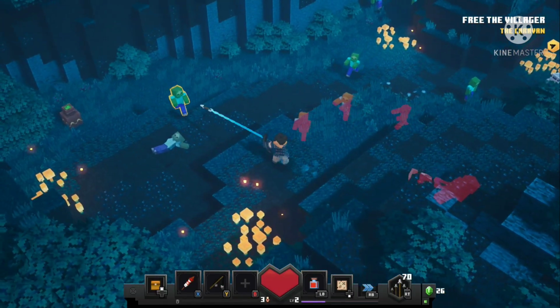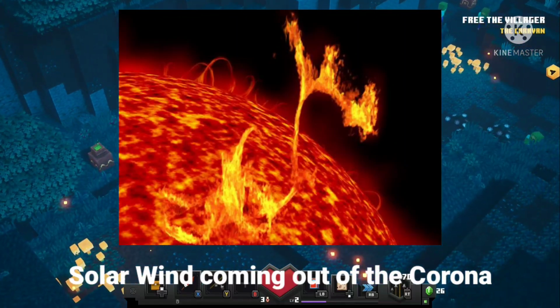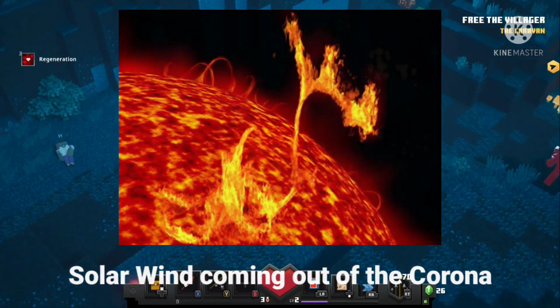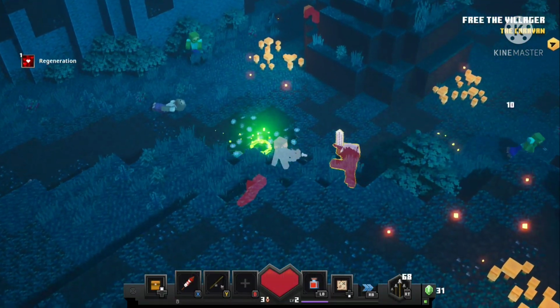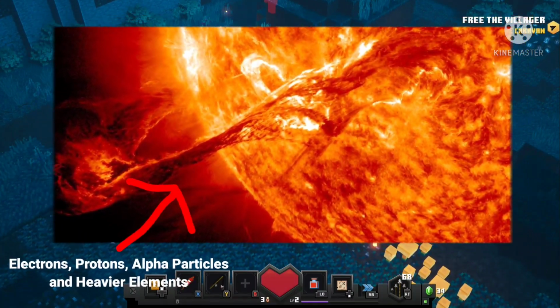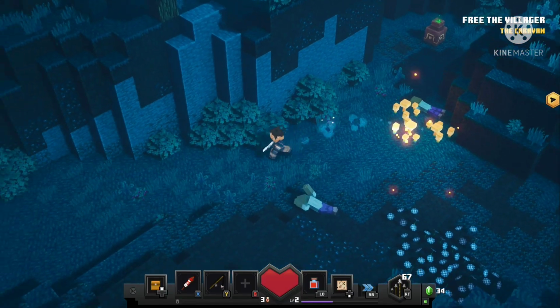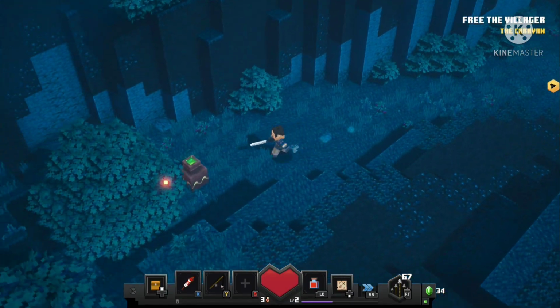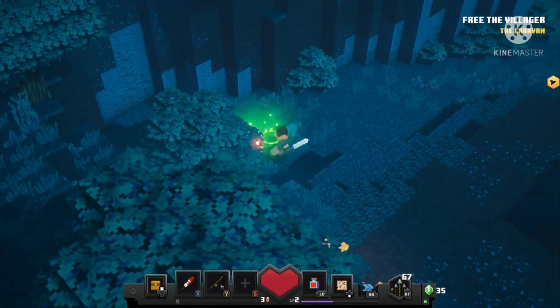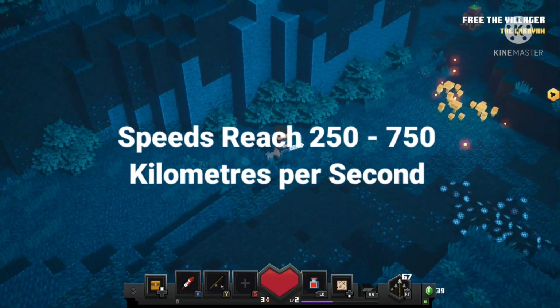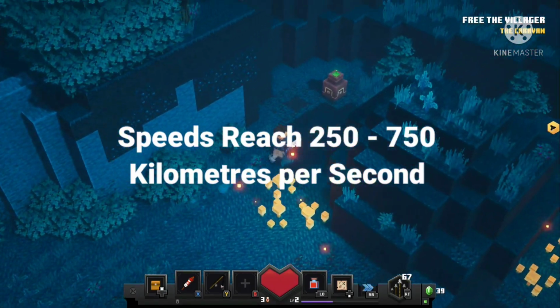Solar wind is caused by a stream of charged particles that are being released from the upper atmosphere of the Sun, called the corona. It usually consists of electrons, protons, and alpha particles, as well as some heavier particles such as carbon, nitrogen, and silicon. Solar wind usually reaches speeds of 250 to 750 kilometers per second.